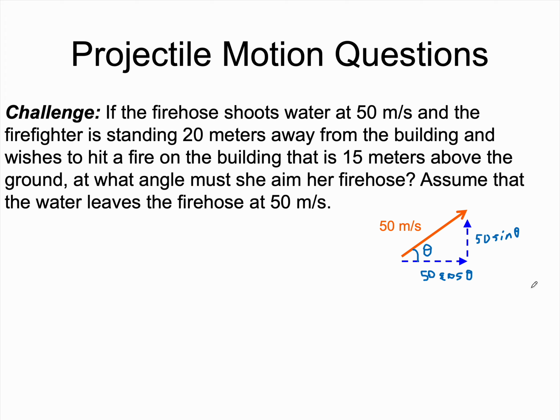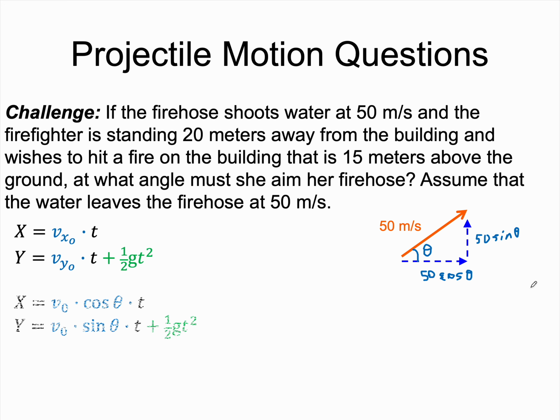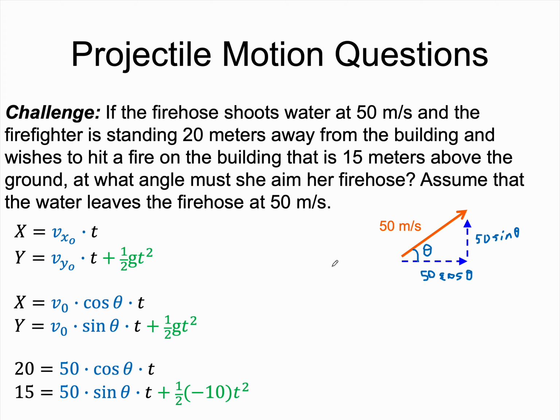You're like, wait, how do we solve this problem? Well, we start out with our basic equations. And in this case, I'm going to write it out the long way, with initial velocity. And we can actually plug in the numbers. We want the x position to be 20 when the y position is 15. But we've got two unknowns, theta and time.